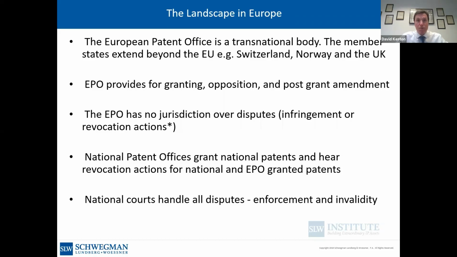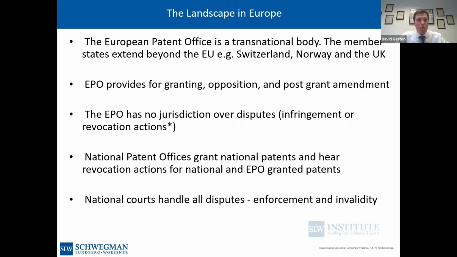are provided in opposition. Particularly if one party wishes to enforce their patent for infringement against another, or indeed to seek revocation of another party's patent which is blocking them, the route to doing that will generally be through the national patent offices. These national patent offices in, say, the UK or Germany or France will grant national patents of their own, but they will also hear revocation actions for national and for European granted patents in their countries.